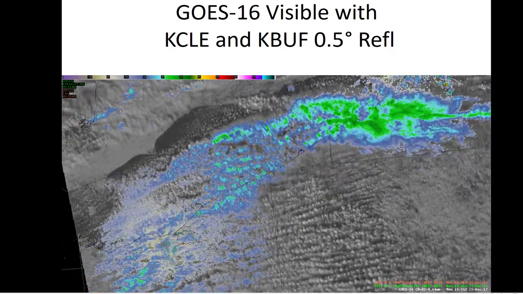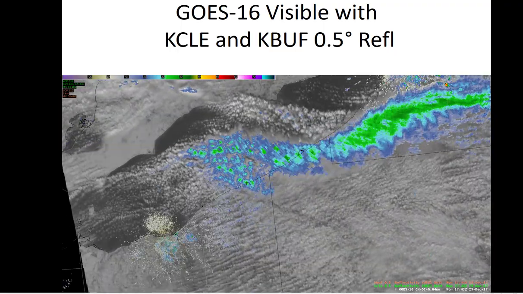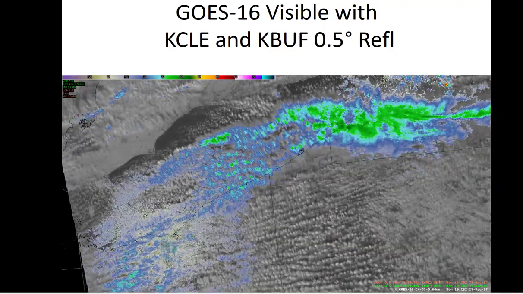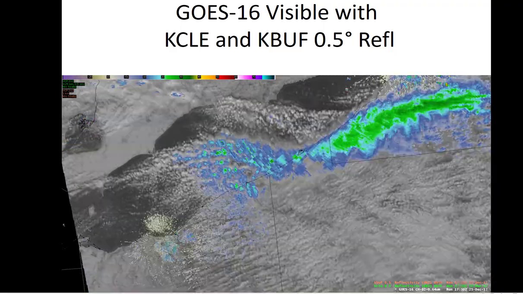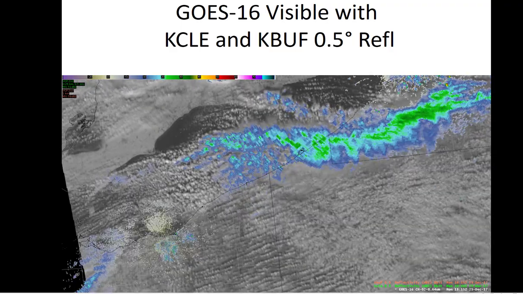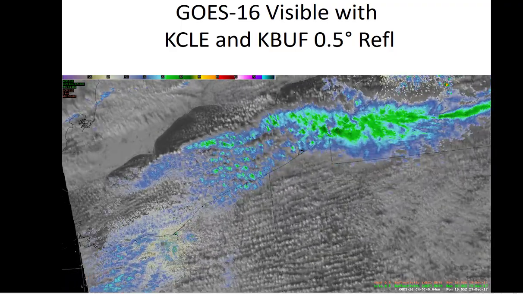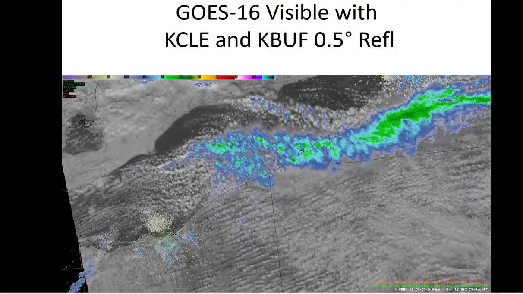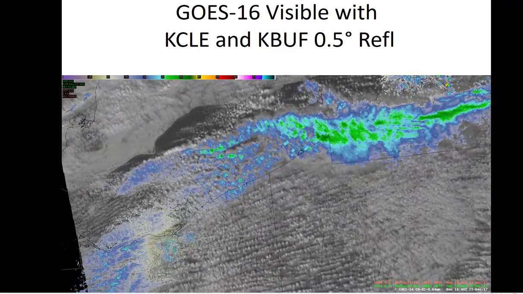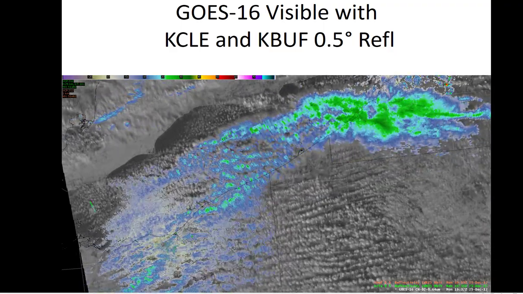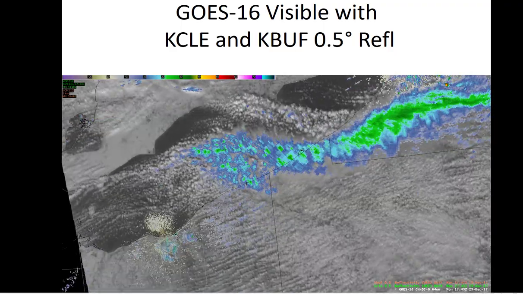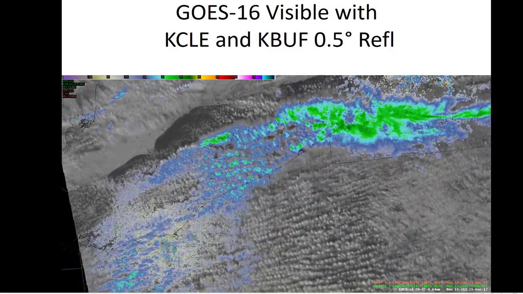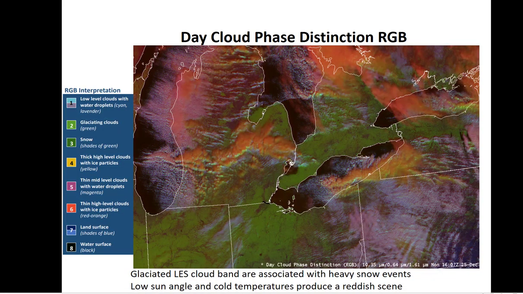I've added on the reflectivity from Buffalo and Erie, Buffalo and Cleveland's WSR 88D. Now, at this point during the day, the inversion height was extremely high, upwards of 500 millibars. So the bands were fairly intense, and there wasn't much in the way of a radar coverage gap over Erie PA at this point because the intensity of the band was such that the radar network was able to survey it adequately. Now, if we go to the next slide.